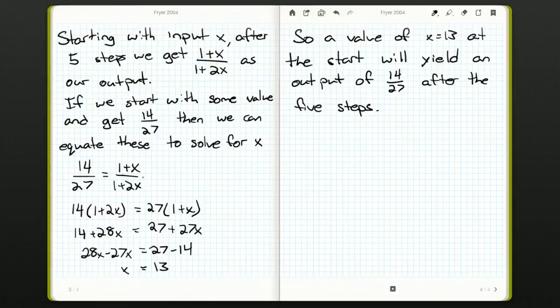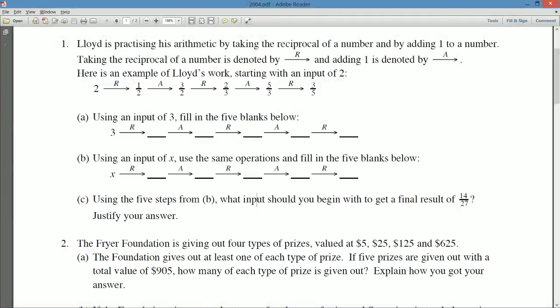Checking is always good, but don't sacrifice time on the contest for the sake of checking for such a simple question. Check if you're unsure. Don't check if you know what's going on with the question. Alright, and we just double check. Always got to read through the questions carefully. So using the 5 steps from B, what input should you begin with to get a final result of 14 over 27? Justify your answer.